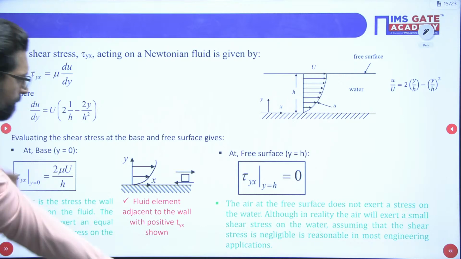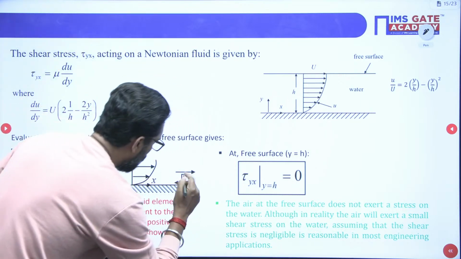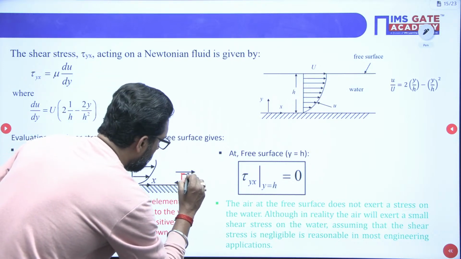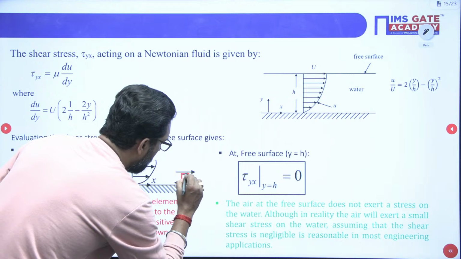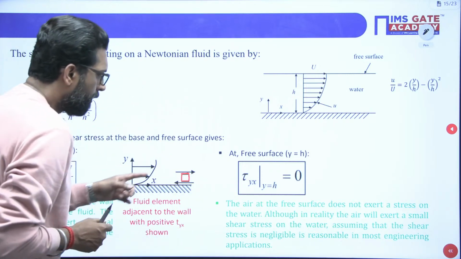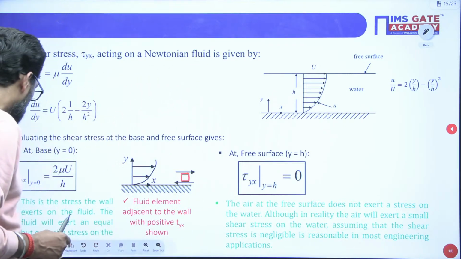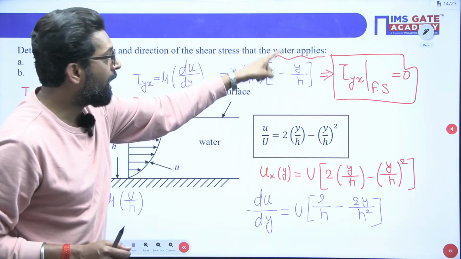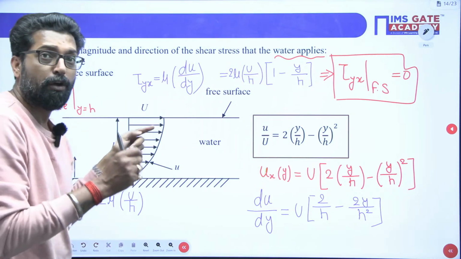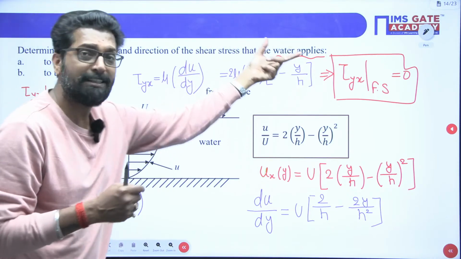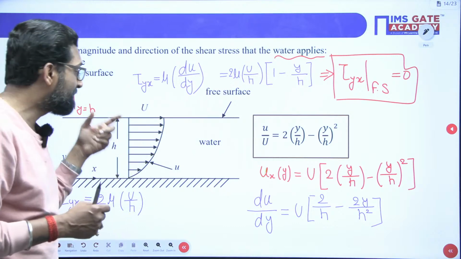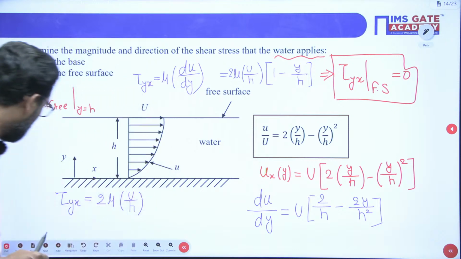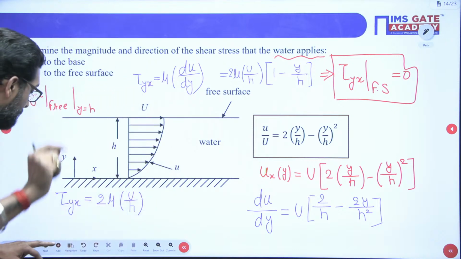Yes. See, this is your fluid element. This is on the wall. This is your fluid element. So they are asking about the stresses that water applies. So water applies on the wall, that means you have to find the stresses applied by the water on the wall and the stresses applied by the water on the free surface. So my dear, what is your answer? Direction. What is your answer?